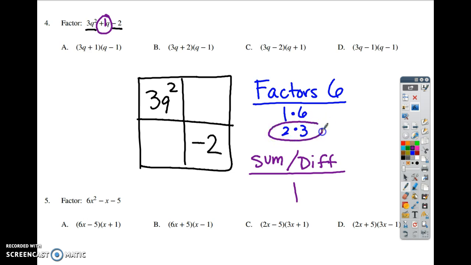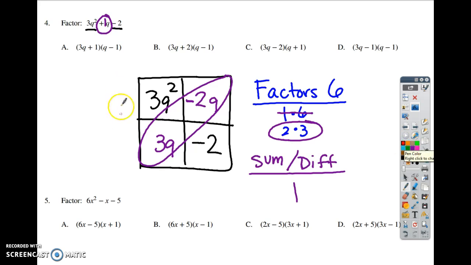So that would be 2 and 3 if you subtract them. So you put those in the middle boxes, so that's 2q and 3q. And how will these two give you a positive 1? Do both of them need to be negative? Do both of them need to be positive? Or does one need to be negative and one needs to be positive? The 2 needs to be negative. You can either say 3 minus 2 gives you 1, or you can say 3 plus a negative 2 gives you positive 1.